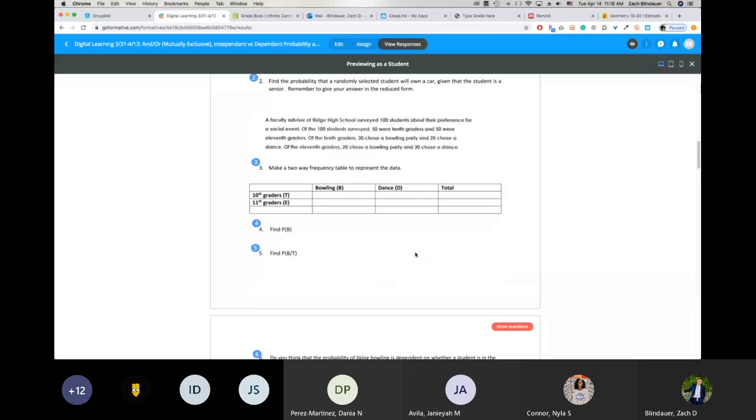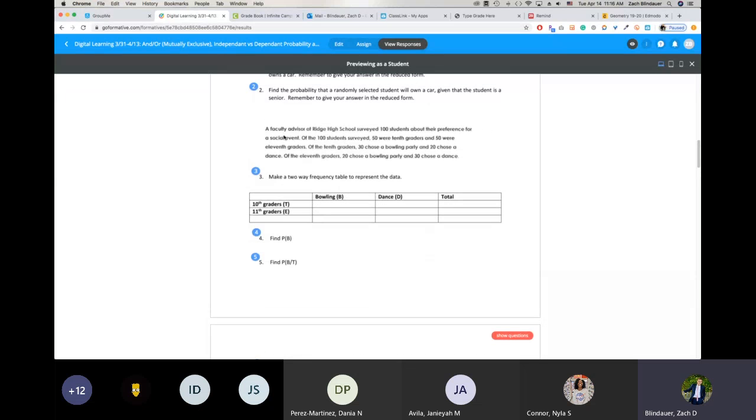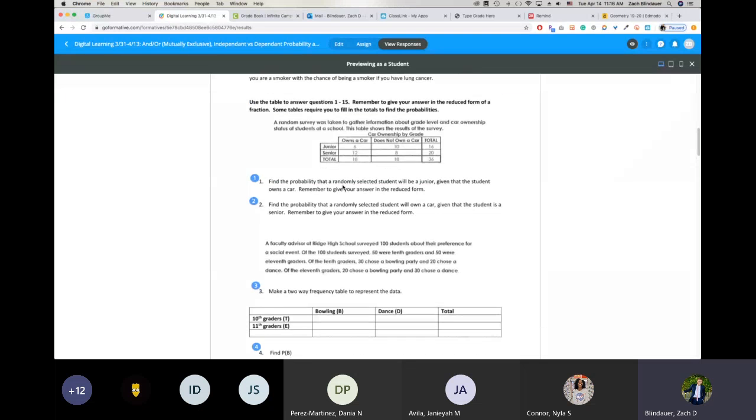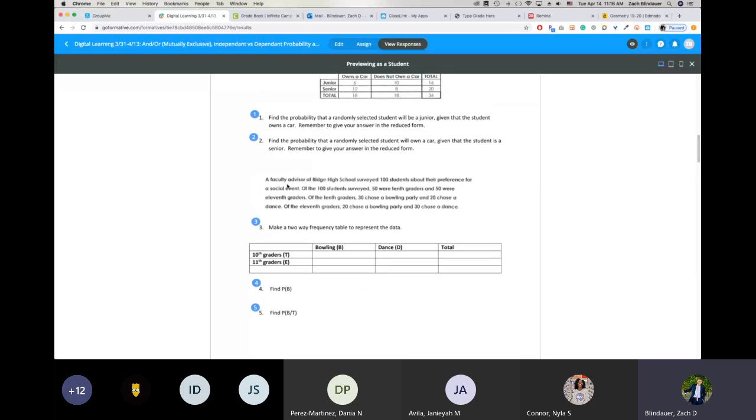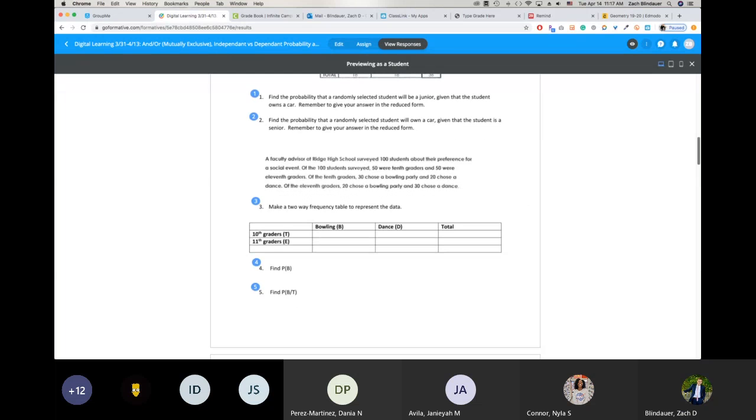Here's the data right here, because they cut and paste. If we look here, 100 students were surveyed about the social event: 50 were 10th graders, 50 were 11th graders. Of the 10th graders, 30 chose a bowling party and 20 chose a dance, and so on. So when making this table, let me make it on my screen here.